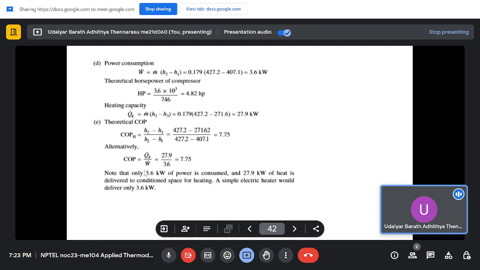So if you see, only 3.6 kilowatt of work is supplied, and 27.9 kilowatt of heat is rejected in the heating space. If we use a simple electric heater, we'll get only 3.6 kilowatt. So using a heat pump, close to 8 times larger heat is supplied to the heating space. So for heating, using a heat pump is a better option compared to an electrical heater.